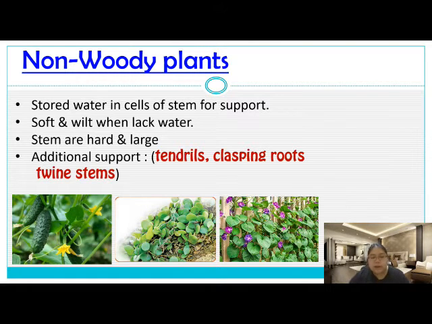Okay, first one, they're soft and wilt when they lack water. You will find that they are soft, which means it is easy to pluck it using your hand. This one is a soft part of the non-woody plant.